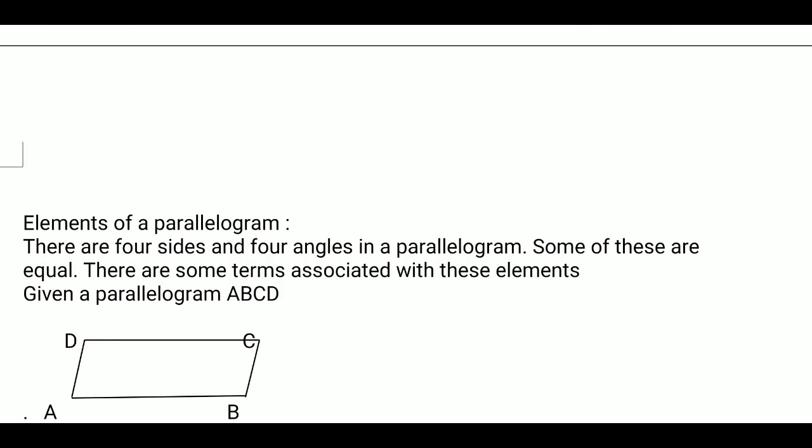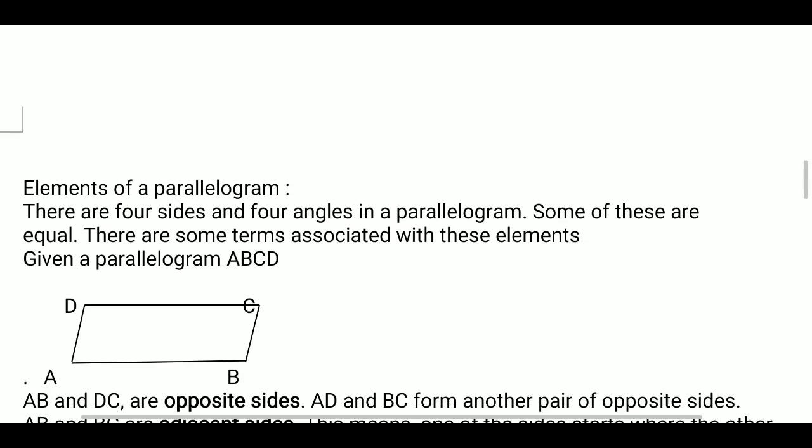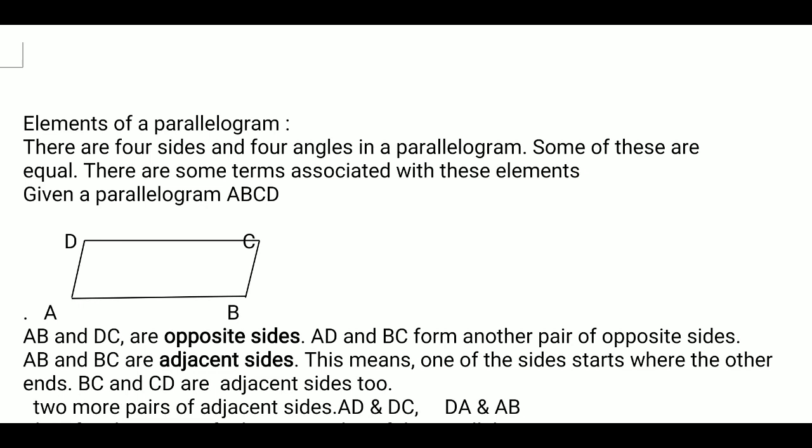Now elements of a parallelogram. There are 4 sides and 4 angles in a parallelogram. These are called its elements. Suppose there is a parallelogram ABCD. Here AB and DC are opposite sides, and AD and BC are another pair of opposite sides.